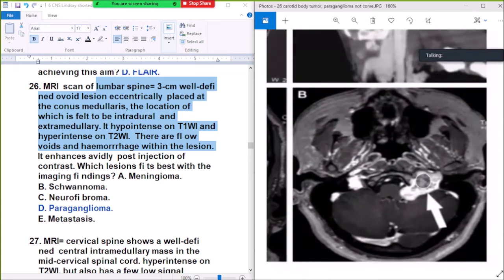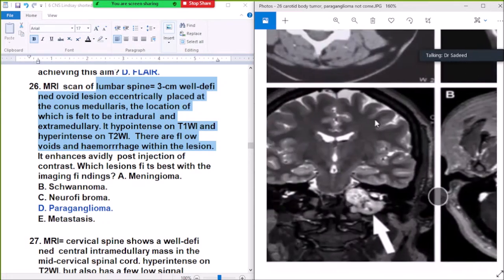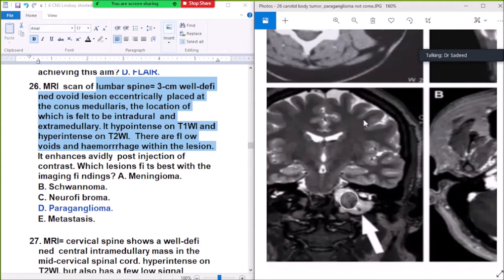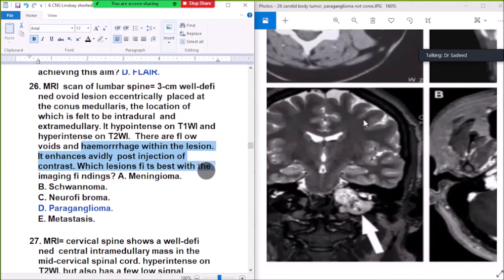There are flow voids within the lesion. Hyperintense on T1 and hyperintense on T2. Flow voids show hemorrhage, and the lesion enhances vividly post-injection of contrast. Which lesion best fits the imaging findings? Paraganglioma.